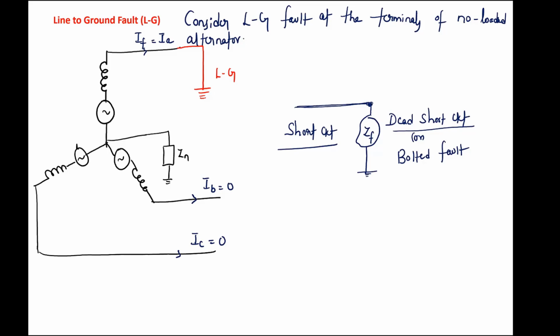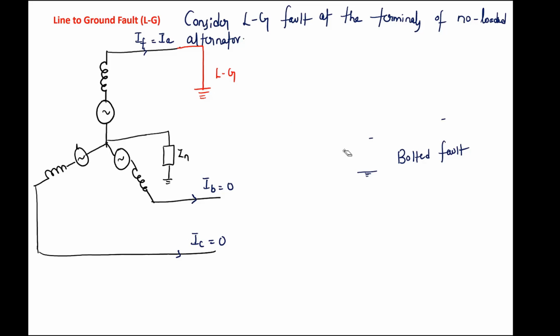The other one, where the live terminal is directly coming in contact with ground, is called a dead short circuit or bolted fault. So here, what is our fault? It is a dead short circuit fault. Understand?